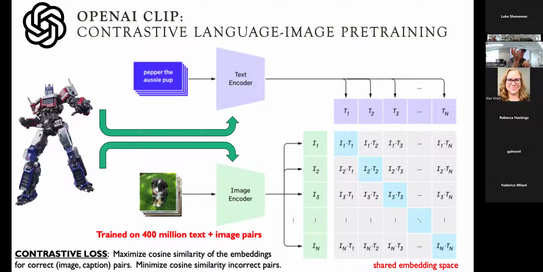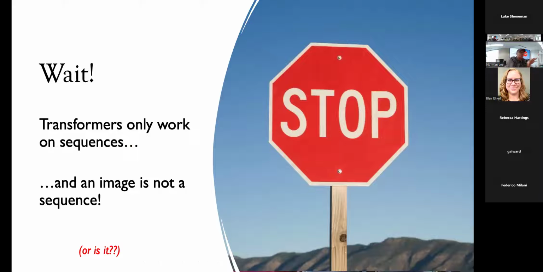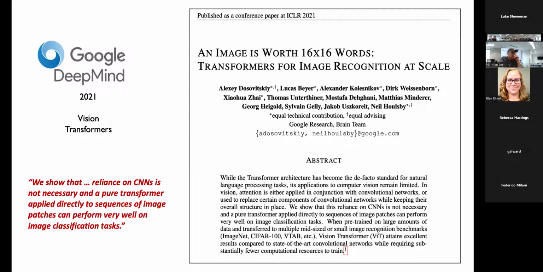And again, it used things like dot products to calculate the angles between the image embeddings and the caption embeddings, to make sure that the angle was minimized between the two. Okay, but wait, I mentioned earlier on that transformers can only work on sequences, right? And an image isn't a sequence.